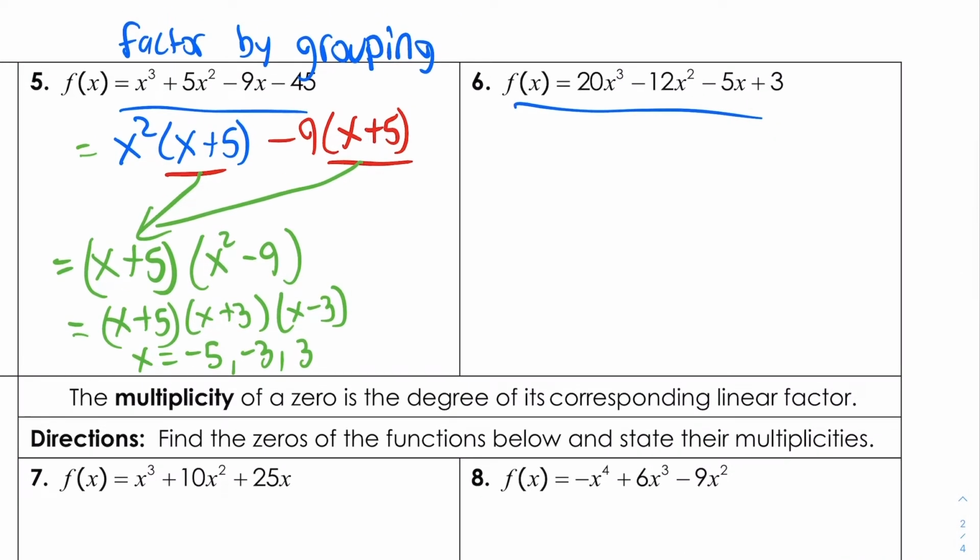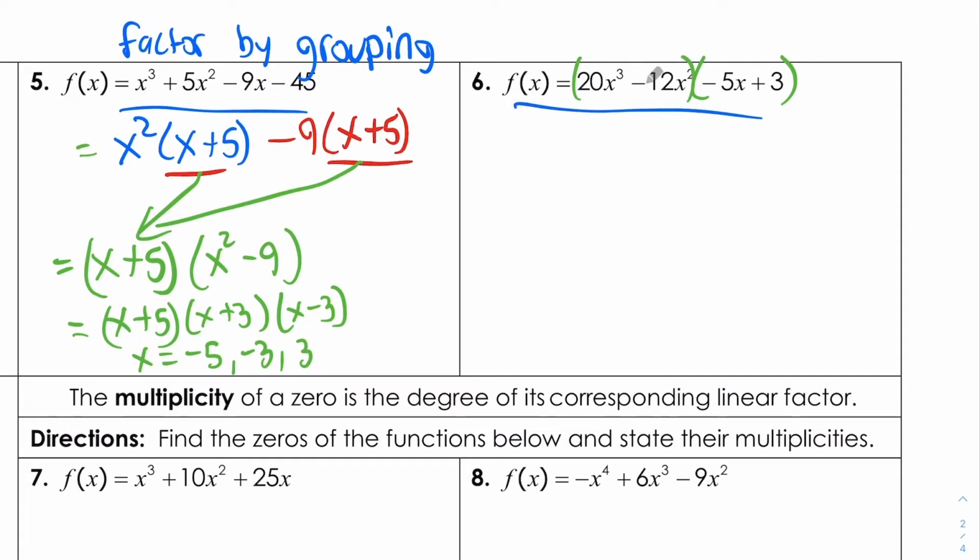Number 6, let's also try factoring by grouping, which just means let's put some parentheses in front of the first two highest power terms, and let's put some parentheses around the last two terms. And then let's just see if we take out what's in common from these small groups, if things will work out.